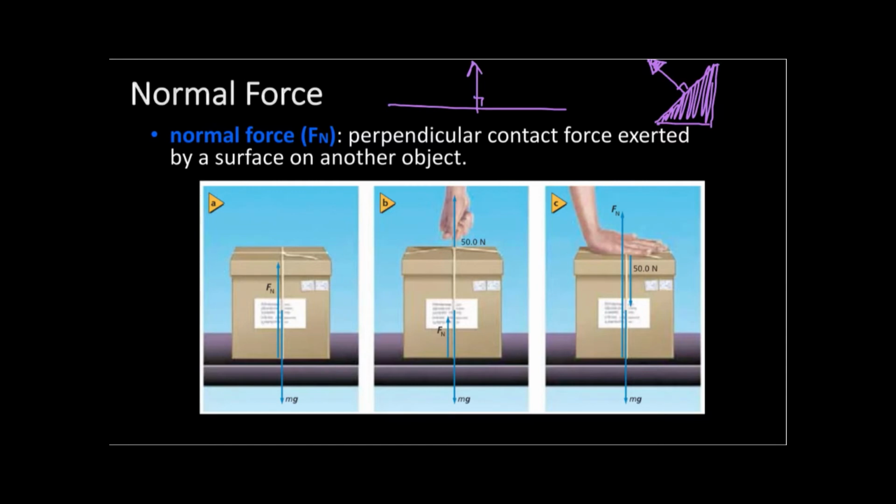This is basically what keeps you from falling through your chair, or through the earth, all that kind of stuff, right? Because if the earth is pulling down on you, pulling you towards the center of the earth, there's got to be another force keeping you up, or else you'd be pulled to the center of the earth. And so that's that normal force. It basically balances the force due to gravity.